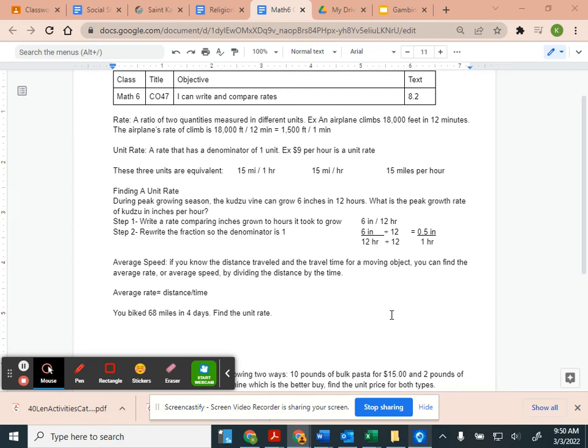Good morning. Today we are continuing with unit 8. Yesterday we worked on those ratios. Today we are going to write and compare rates. So we're going to find out what that means to write and compare rates. In order to do that, we need to know what a rate is.